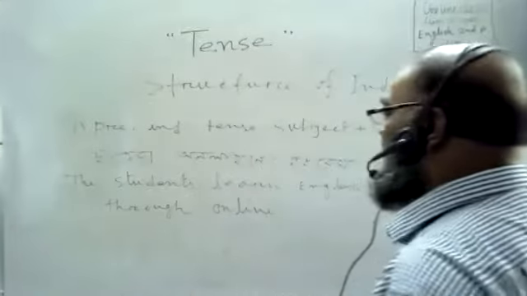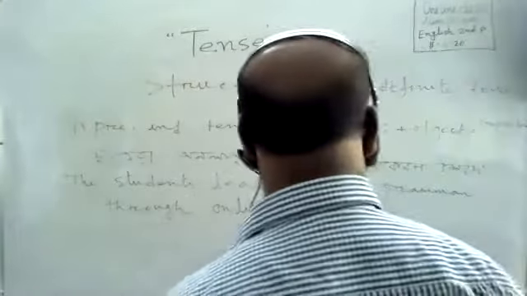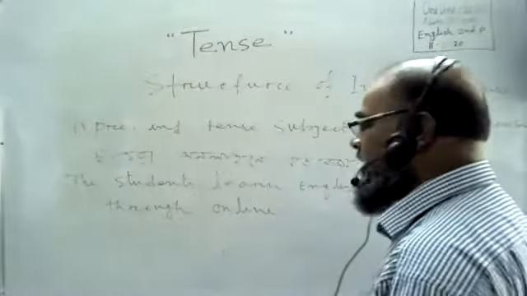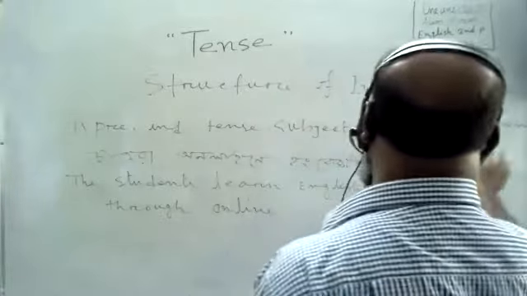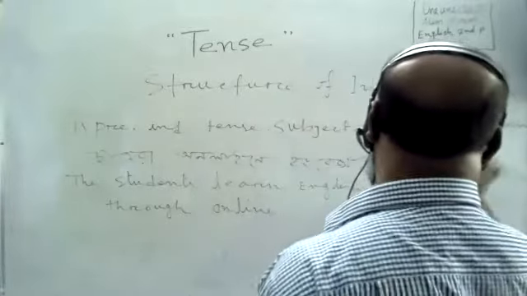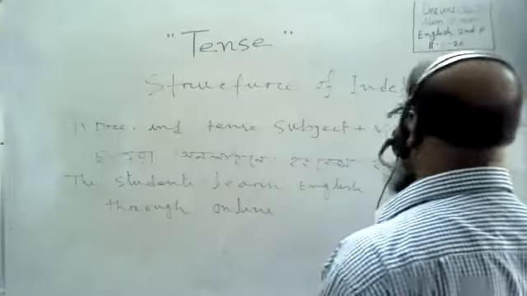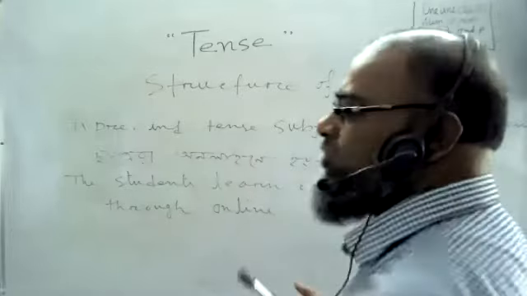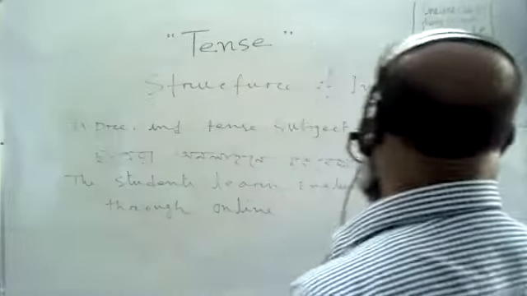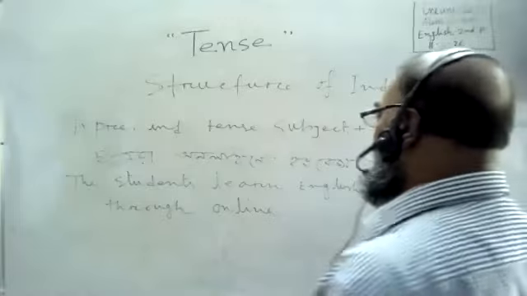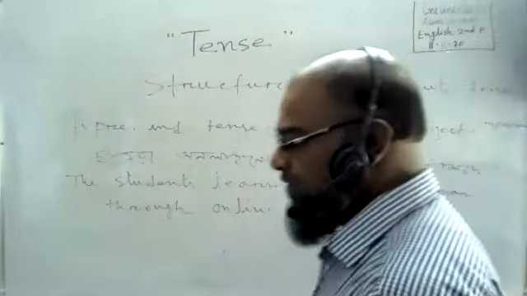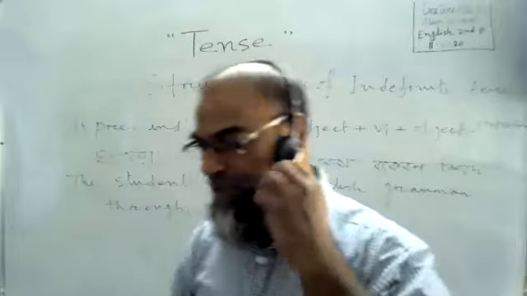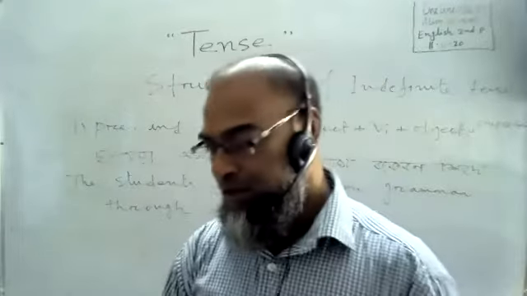How can I translate this sentence from Bengali into English? The structure: subject plus verb plus object plus extension, and before going to extension you have to use a preposition. Then you can translate any Bengali sentence into English. Have you understood? Yes, sir, I understand.